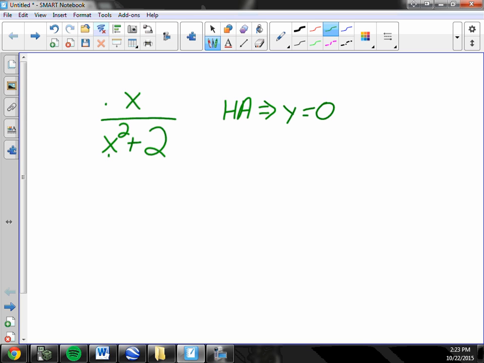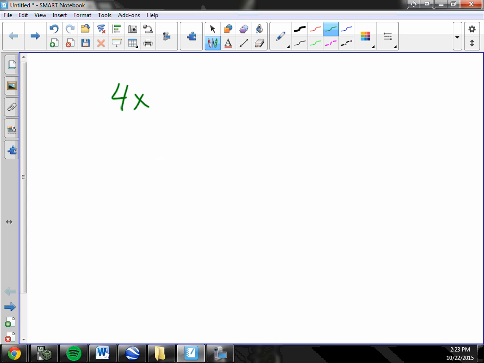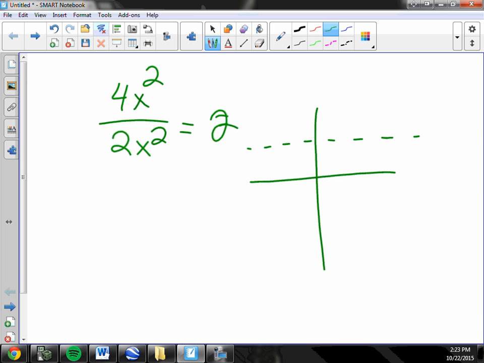Well, what if there are just as many x's on top as there are on bottom? Well, let's consider it. 4x squared over 6. Let's do 2x squared. So we're going to end up with everything cancels but a 2, right? So that graph is simply this. So the horizontal asymptote in this case is itself, which is 2.